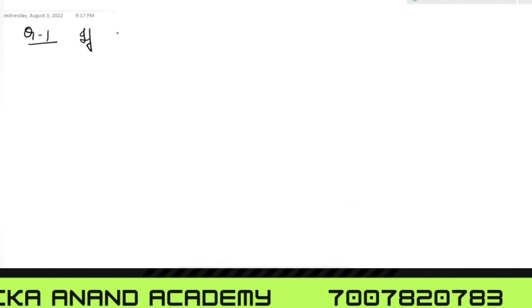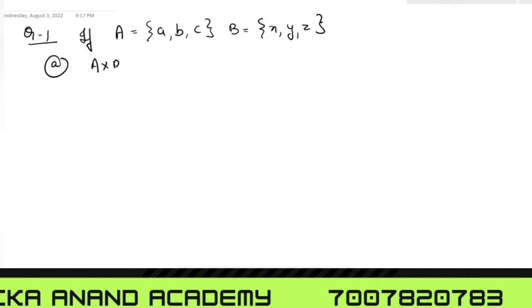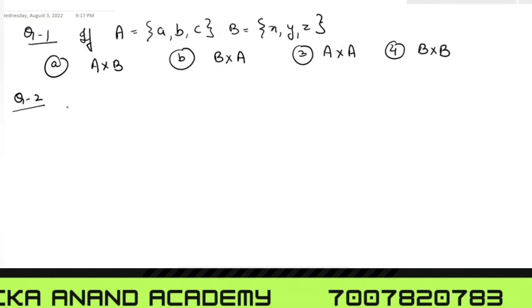Question number 1. If set A is equal to A, B and C, set B is equal to X, Y and Z. First one, find A cross B. Second one, find B cross A. Third one, find A cross A. Fourth one, B cross B. Can you find that? Ritika, can you find? Easy? Yes, ma'am.